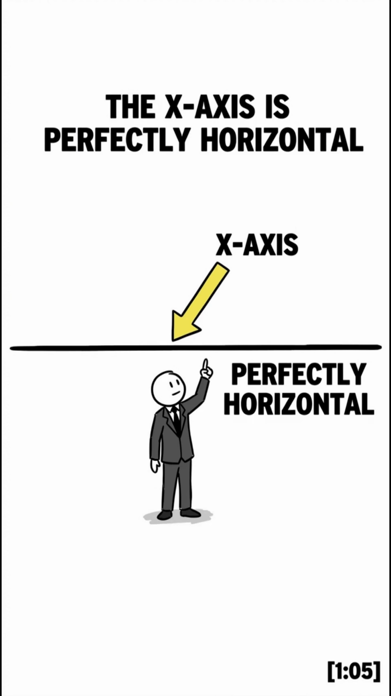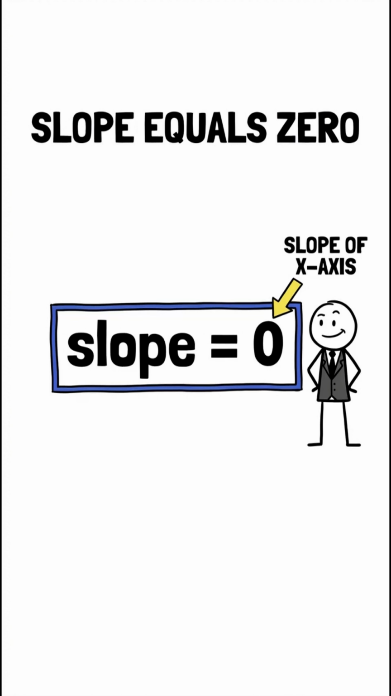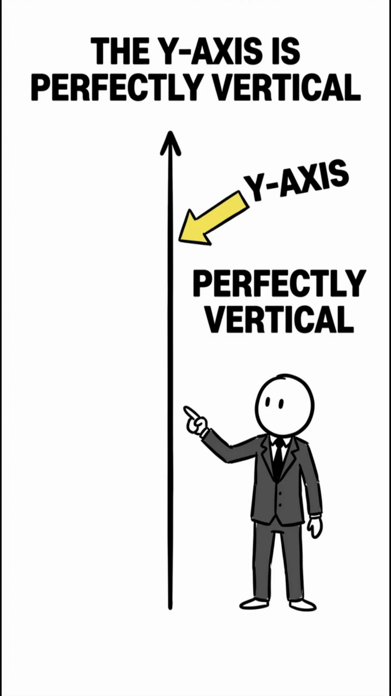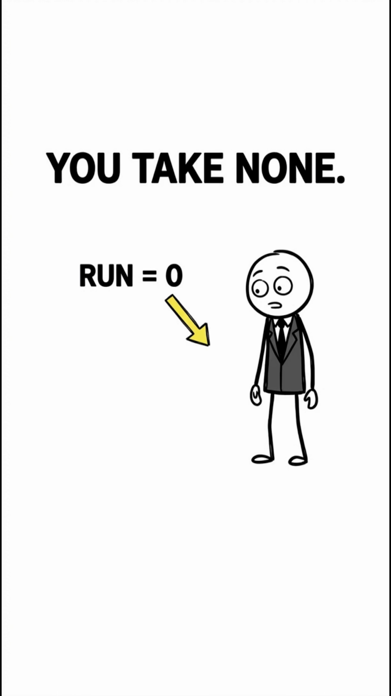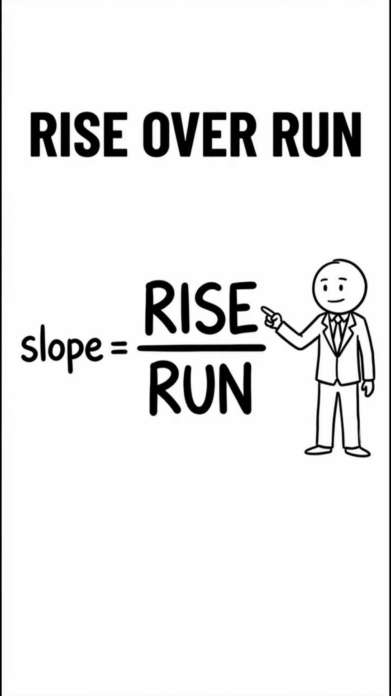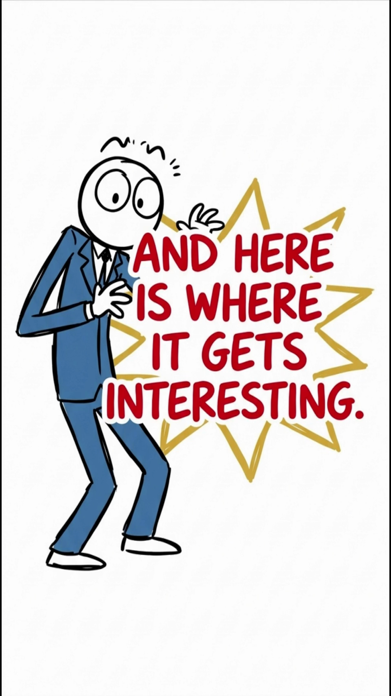The x-axis is perfectly horizontal. It does not rise or fall. Slope equals 0. The y-axis is perfectly vertical. For every step you take horizontally, you take none. The run is 0. Rise over run. Something over 0, and here's where it gets interesting.